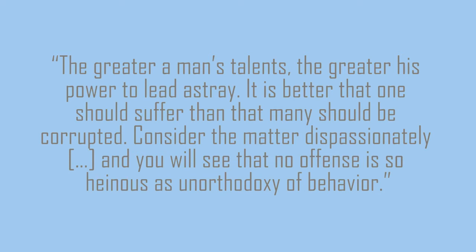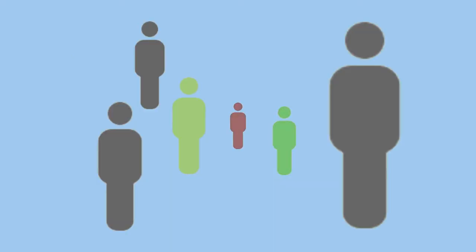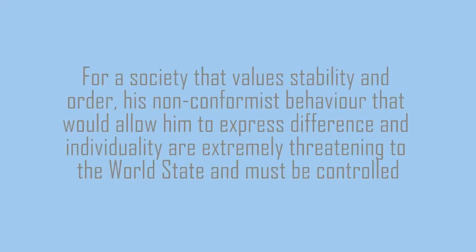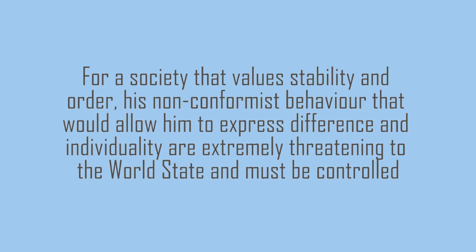From this quote, the director is explaining why Bernard deserves to be punished for expressing different interests and opinions that set him apart from the others. Bernard is an alpha, denoting that he is intelligent and has the power to lead astray the members of lower social groups around him. For a society that values stability and order, his nonconformist behavior that would allow him to express difference and individuality is extremely threatening to the world state and must be controlled.